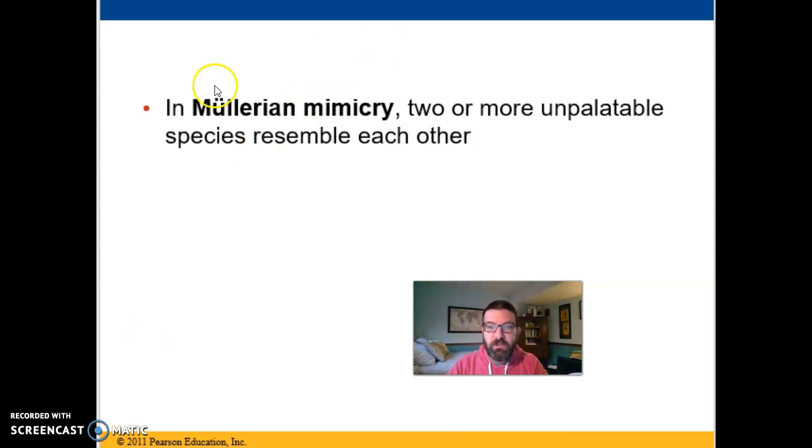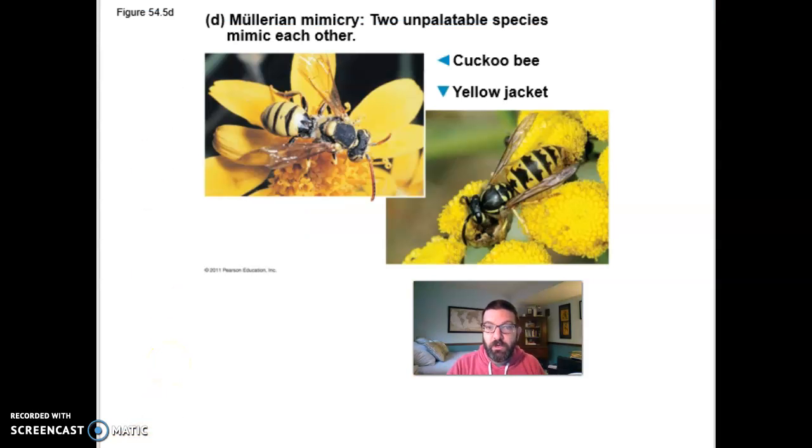And this is called Mullerian mimicry, discovered by a person named Muller. Mullerian mimicry being what happens when two unpalatable species mimic one another. So in this case, the cuckoo bee and the yellow jacket, different organisms, both have similar colorations mimicking one another, and that makes the effect of this aposematic coloration that they have more pronounced.